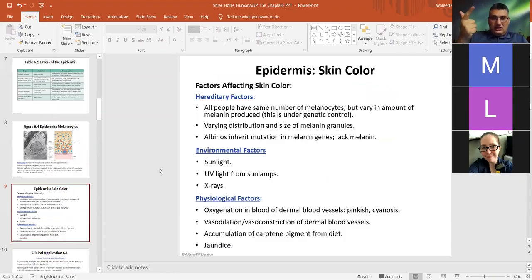The carotene, which is vitamin A. So the melanin will give it that dark brown, blackish color. The carotene will give it that tinge of orange color. And also the oxygenation of the blood will give it another pinkish, reddish tinge. So it's not just melanin. Melanin is the main one. The more melanin, not melanocytes, the more melanin you have, the darker you are.